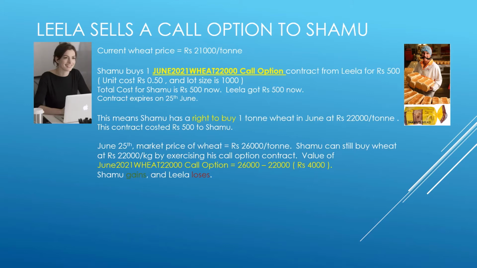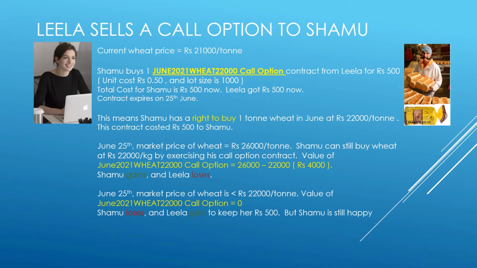Now let's take another scenario. Let's assume on June 25th the market price of wheat is less than 22,000 per ton. Now the value of this call option which Shamu bought trades at zero. That's because the price of wheat at that point of time is less than 22,000. Shamu loses a little bit, in fact only 500 rupees, and Leela gets to keep her 500 rupees. But Shamu is still happy because Shamu's worries are solved. Shamu's main worry was, what if the wheat price goes up to 25,000 or 26,000? That doesn't happen.